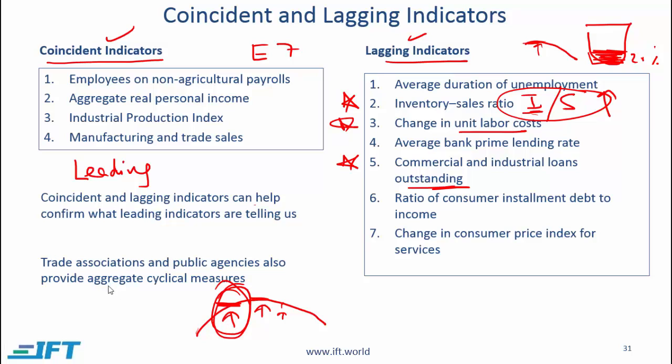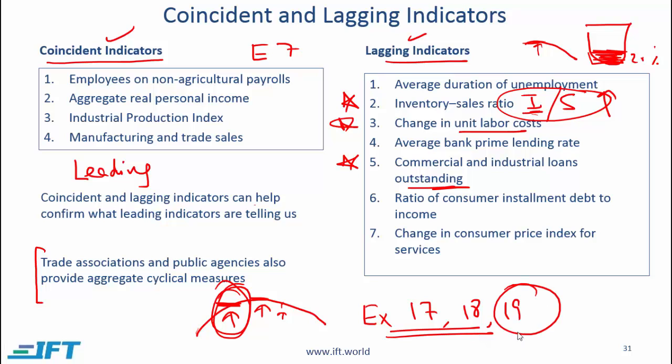As a general point, trade associations and public agencies also provide aggregate cyclical measures. For example, the Association of Purchasing Managers might share information related to the aggregate purchases and the prices of overall purchases made by companies. I don't think you need to go into the details, but this material is covered briefly in section 5.2. Take a look at examples 17 and 18. Example 19 is particularly important because it gives you several MCQ questions.